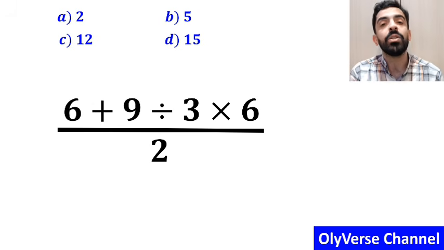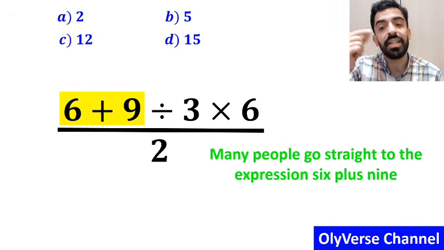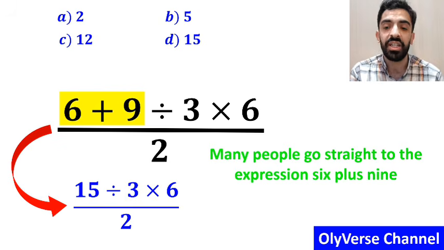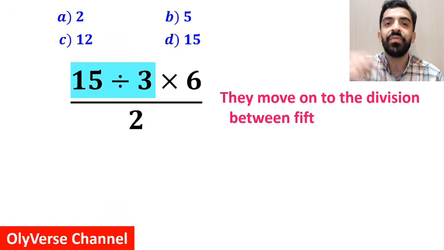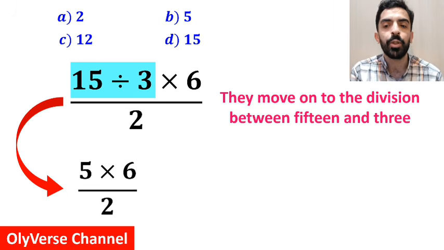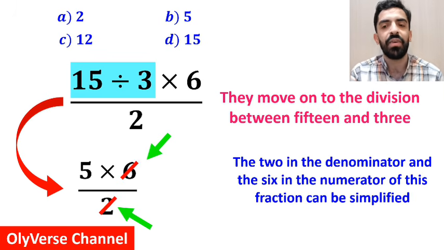The first step many people take is to go straight to the expression 6 plus 9 in the numerator of this fraction and replace the whole expression with 15 divided by 3 times 6 over 2. In the next step, they move on to the division between 15 and 3, simplifying this expression to 5 multiplied by 6 over 2. Then they say the 2 in the denominator and the 6 in the numerator of this fraction can be simplified, and the final answer will be 15.